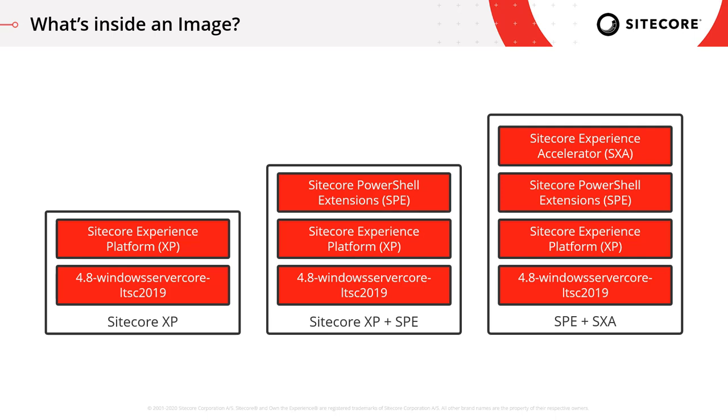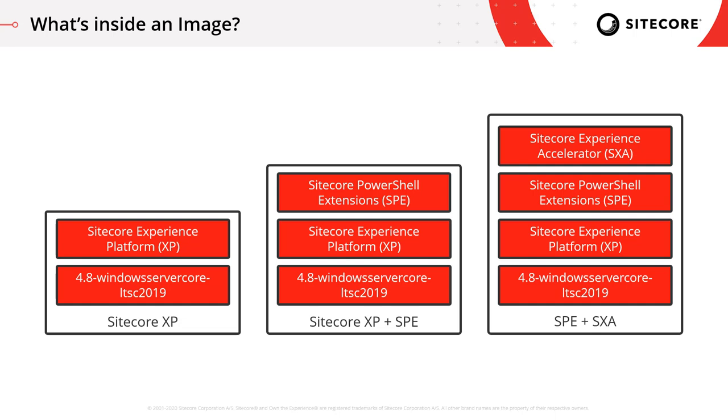The great thing about this concept of layers is that they're shared between the images. So that Windows Server Core layer is only downloaded to your machine once. When we create our custom XP layer that sits on top of it, it's only created once, despite the fact that all three of these images use it.